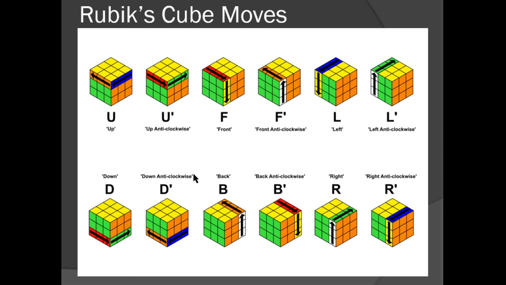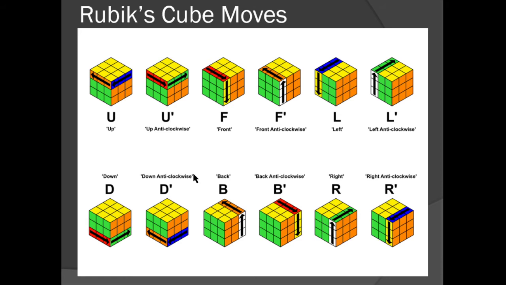Next, we have F. That means front. You just need to rotate the front or the face of the Rubik's Cube facing you 90 degrees clockwise, and just follow the arrows that you are seeing in the presentation or in this video. Next, we have F prime, or the front anti-clockwise. We need to rotate that 90 degrees counterclockwise.